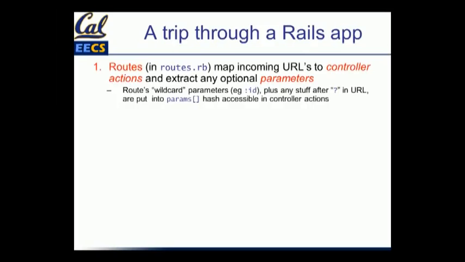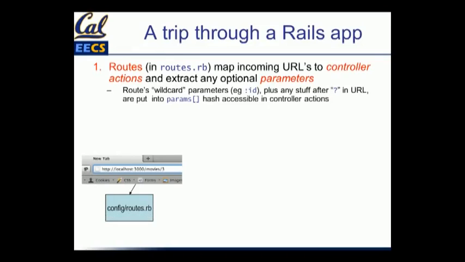So concretely, imagine that we hit our local Rotten Potatoes with /movies/3. If we look in routes.rb, we'll see that there's a route generated for matching /movie/ a wildcard. And I'm using colors here to indicate the correspondence between different elements, right? So here's the route has matched.